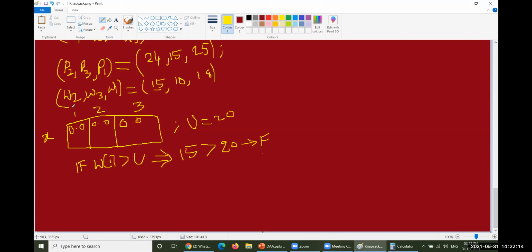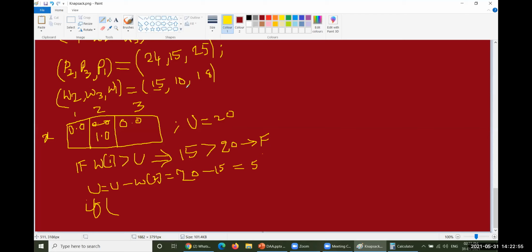Therefore, x of 2 will be considered as 1.0 here, and U will be reduced: U equals U minus W of 2, that is 20 minus 15. So 5 more units are left over with the knapsack. Then one more time, the next element in the list. This element has been processed.